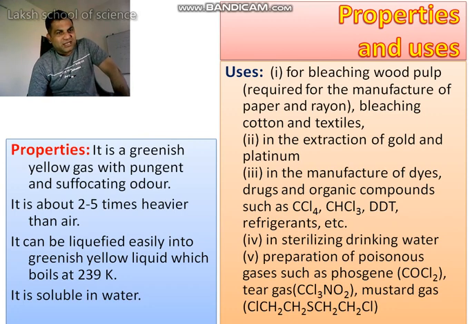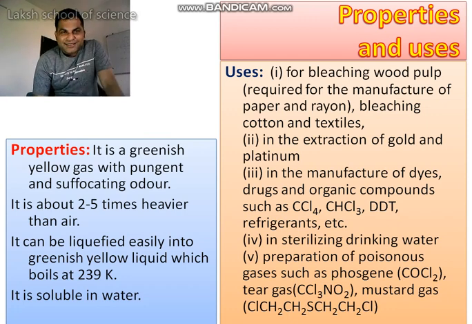Now we are going to talk about uses. Chlorine is used as a bleaching agent for bleaching wood pulp required for the manufacture of paper and rayon. That you have seen yesterday in the chemical reactions of chlorine. See what we are doing: first we are seeing the chemical reactions, then we are studying chlorine. But there is no relation between these, so that's why I have done it like that.